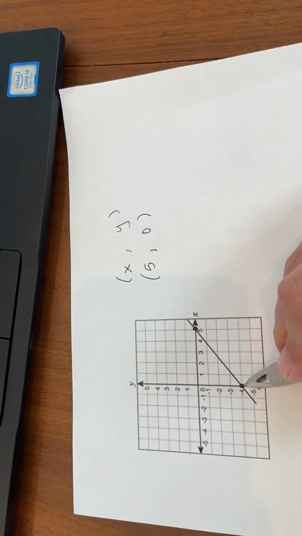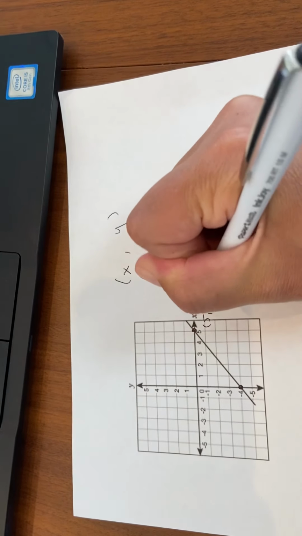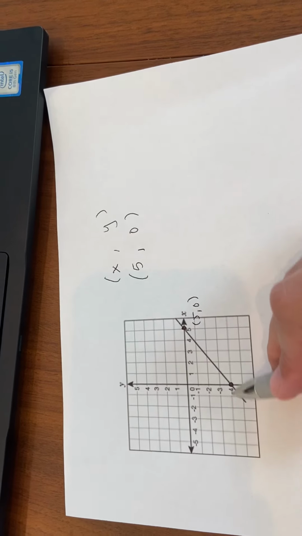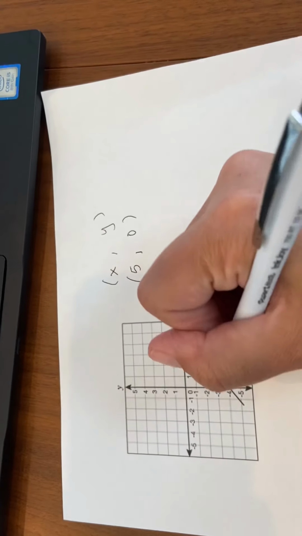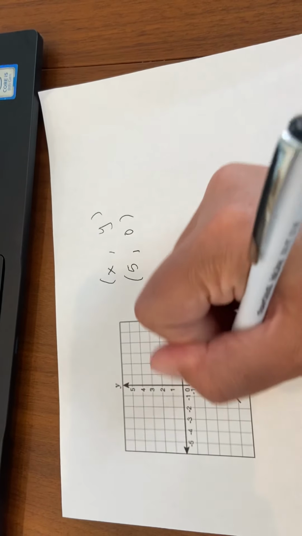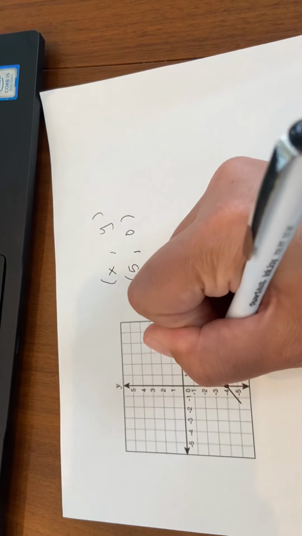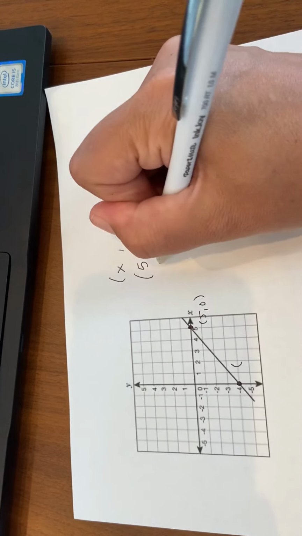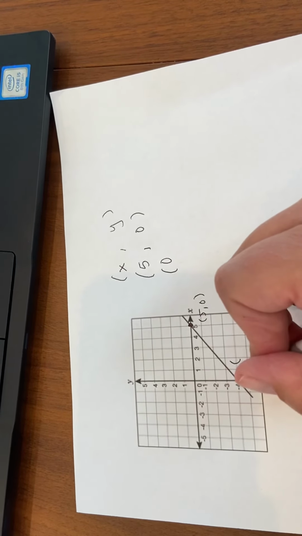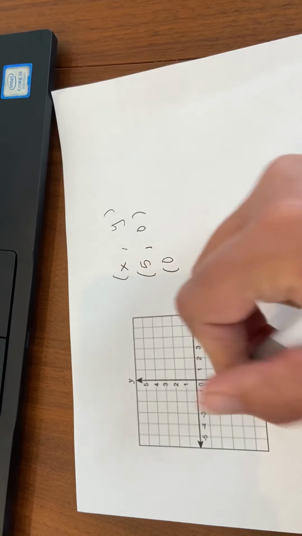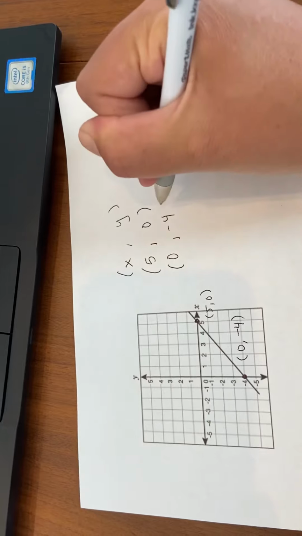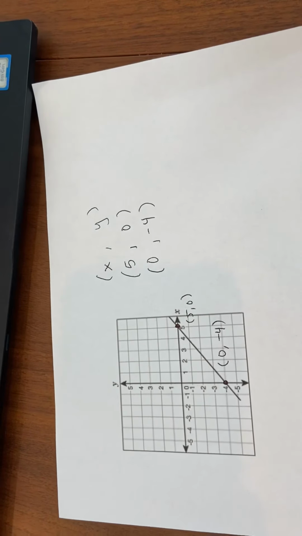Okay, now I'm going to find this ordered pair. It does not go left or right, it is not in the x direction at all. So I know that I have 0 for my x. It did not run, but it did dive straight down, meaning it's at negative 4 on the y. Okay, I have my 2 ordered pairs.